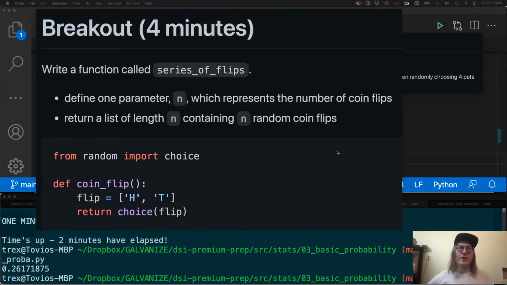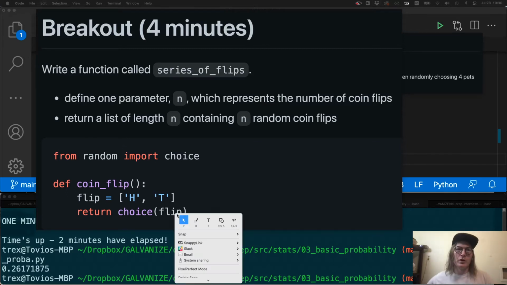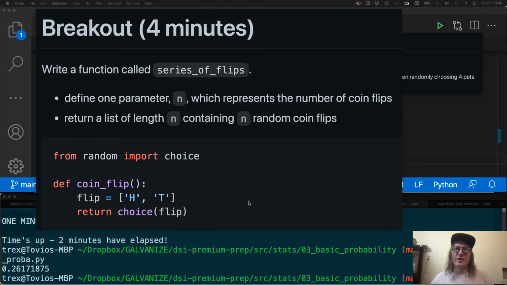So you're going to write a function called series of flips. It is going to depend on this coin flip. You're going to define a parameter n that represents the number of coin flips, and you're going to return a list of length n containing n random coin flips. There's a new thing I'm introducing here: the random choice function. In this code, choice is going to pull a random value out of flip, so you're either going to get heads randomly or tails randomly.